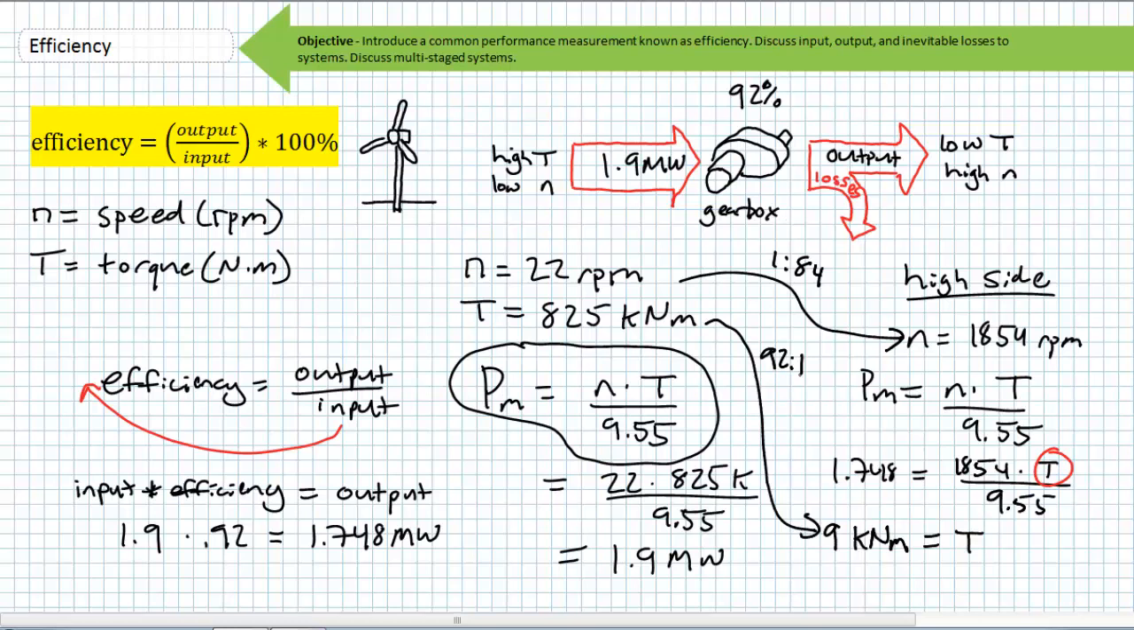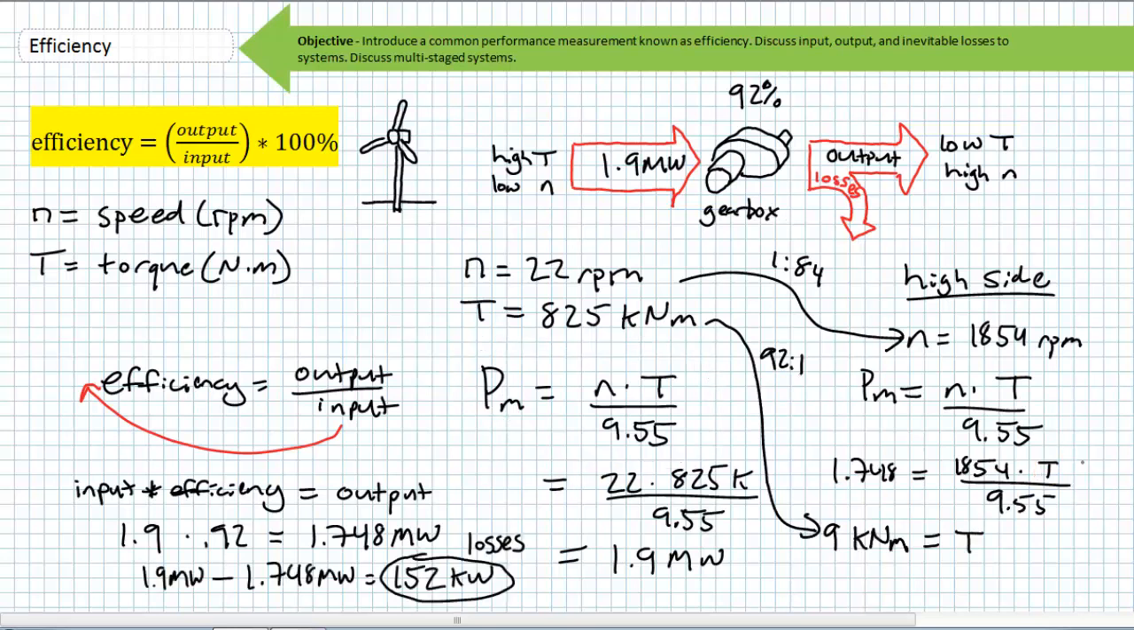It is for this reason shafts are typically protected with safety shrouds that ideally protect maintenance personnel and operators from contact. Before we move on with the next example, consider the losses. Realize 1.9 megawatts of input has been converted into 1.748 megawatts of useful output. What happened to the missing 152 kilowatts? Has it vanished? No, this power is going towards non-useful output, namely frictional losses and sound.